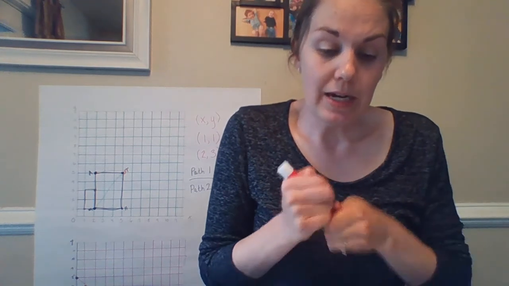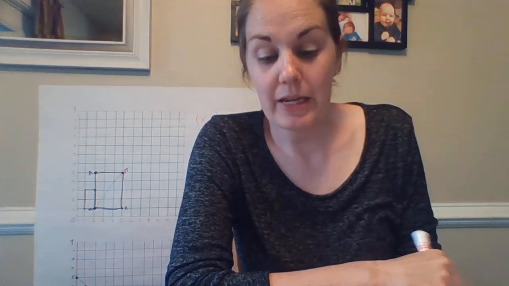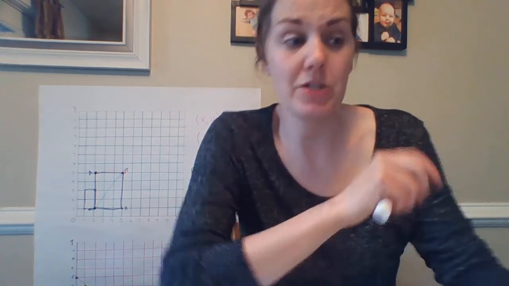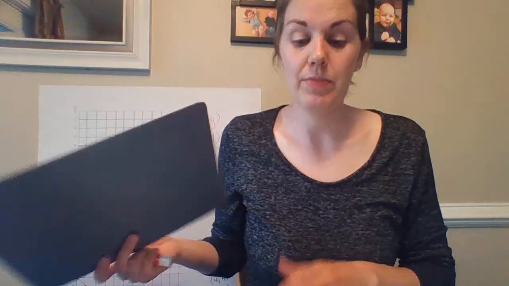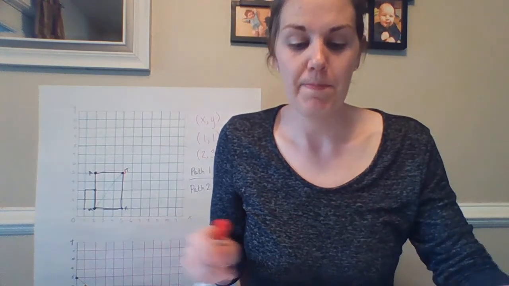So the second part of 10 says, what is the length of MA? Blank units, you would write in 4 units. And it says, explain how you found this length. You can just write your equation. 5 minus 1 equals 4. That would be totally sufficient.